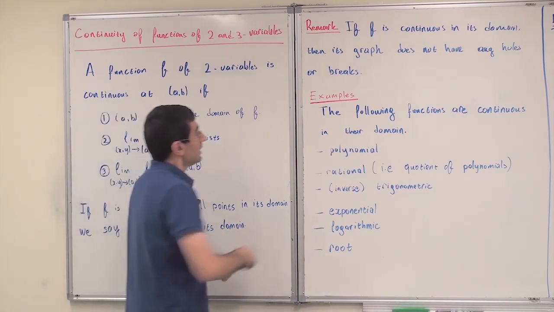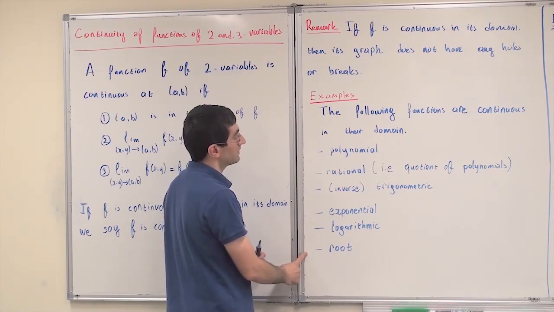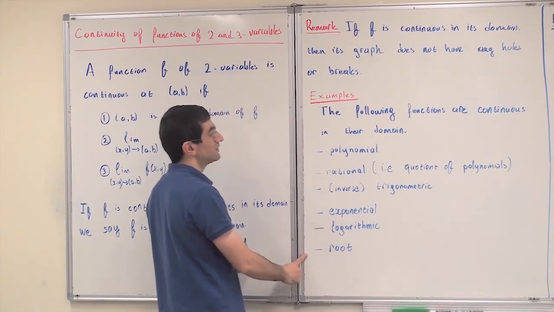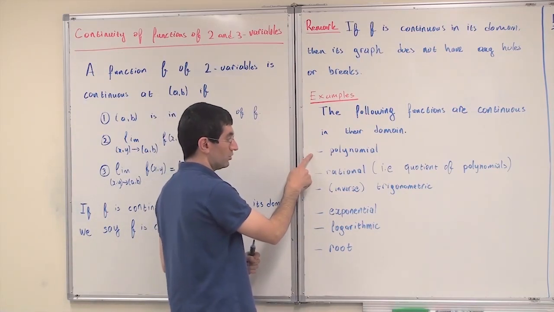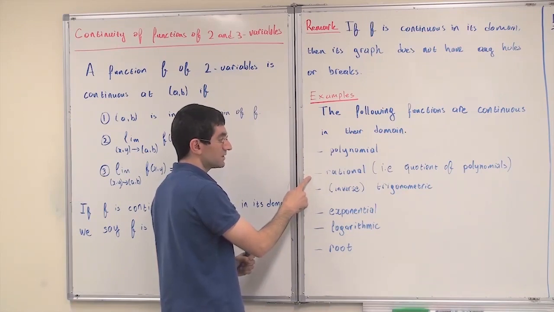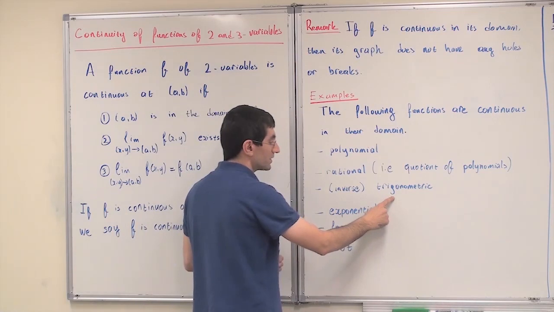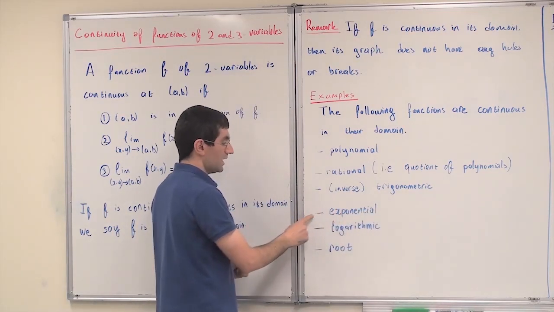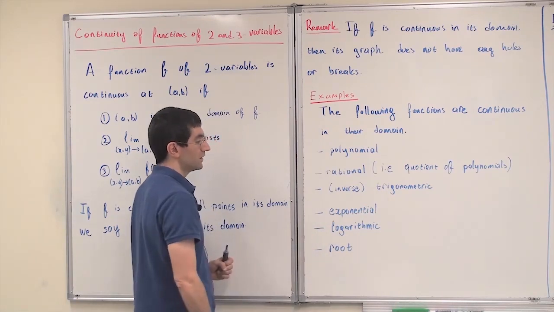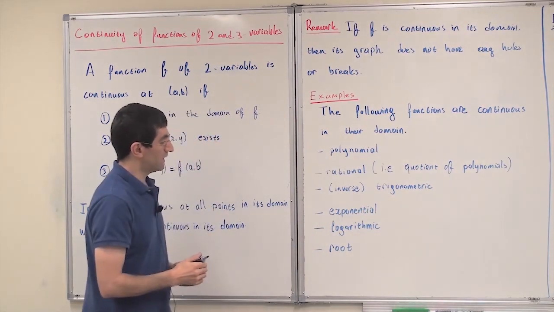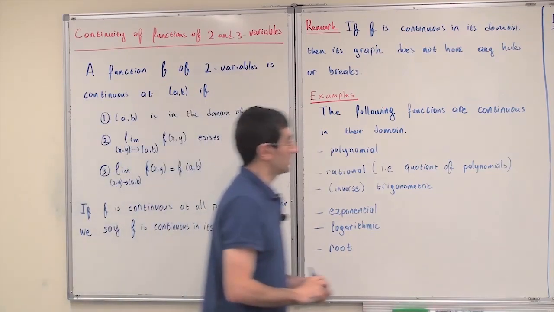Next, we are going to talk about some of the fundamental functions which are always continuous in their domain. Those functions are polynomials, rationals, which are quotients of polynomials, trigonometric functions and their inverses, the exponential function, the logarithmic function, and the root function. Those are the commonly seen continuous functions.